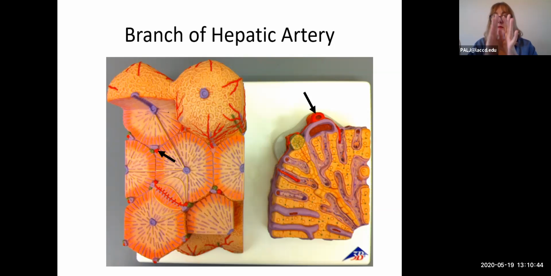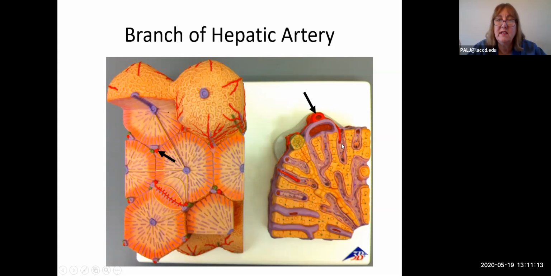As you recall from the celiac trunk, we have the common hepatic artery, and coming off the common hepatic artery, one of the branches is going to be the hepatic artery, which brings blood into the liver. And this is just a branch of that. 20% of the blood into the liver is this highly oxygenated blood from the hepatic artery. The other 80% is from the hepatic portal vein. And so both of these are bringing blood into the liver.